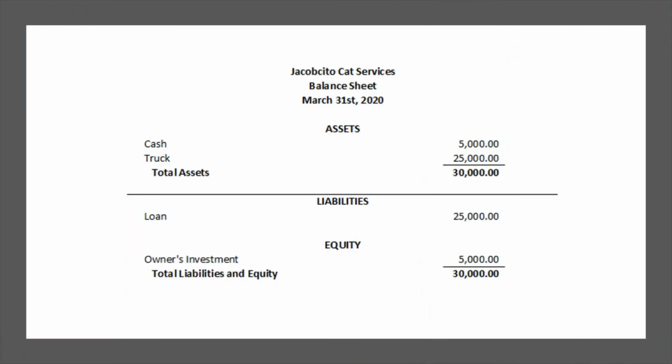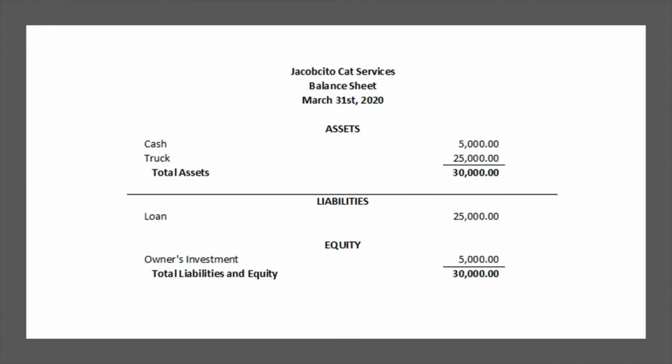Alright, March 31st of 2020 just came up and Jacobcito Cat Services wants to prepare their financial statements. The numbers from the equation are presented in a report called balance sheet. These reports look like this. The balance sheet is an accounting equation. Assets equals liabilities plus equity.